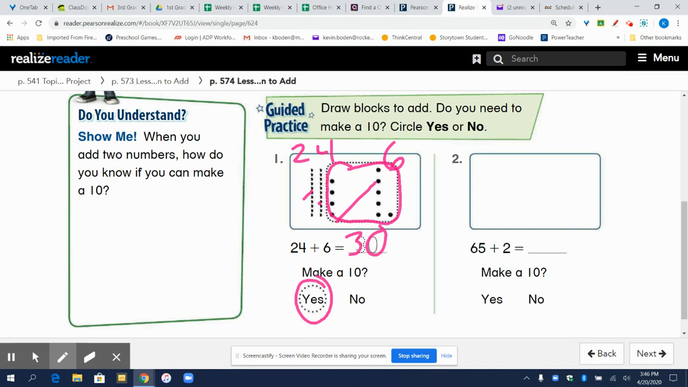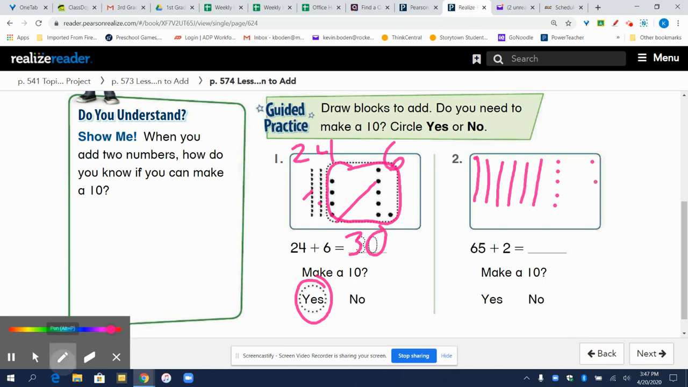That's kind of a lot to draw, so I'm going to try my best to keep it neat. 10, 20, 30, 40, 50, 60. 1, 2, 3, 4, 5 plus 2: 1, 2. First question, let's figure this out. Are there enough 1s there to make another 10?